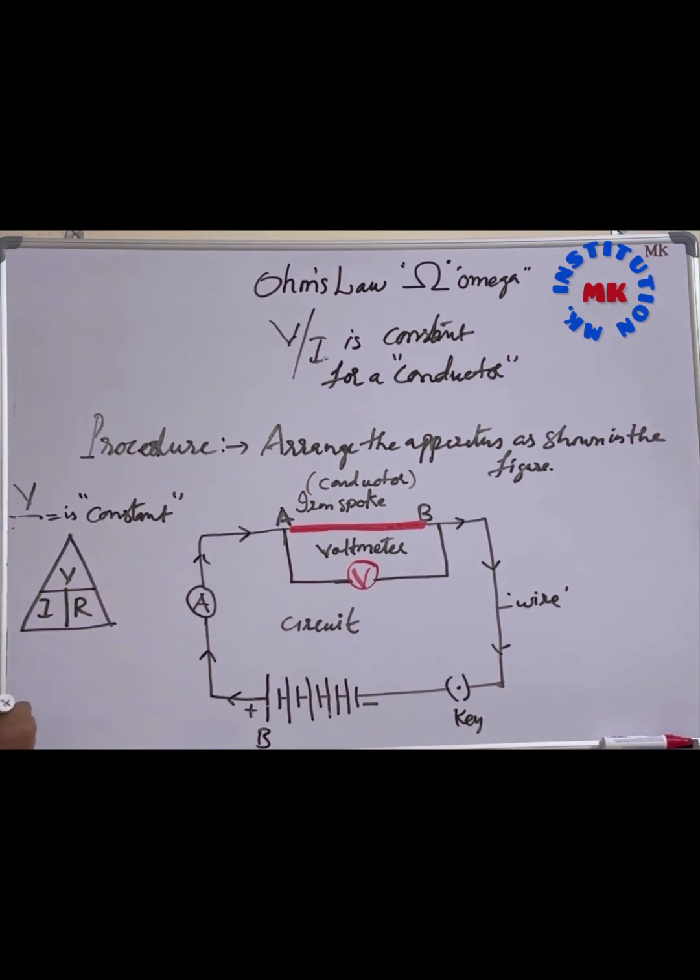If you want to find the V value, V equals I into R. If you want to find the current I, then I equals V by R. If you want to find the resistance R, R equals V by I. Clear? This is the triangle way. Ohm's law shown in the triangle way.